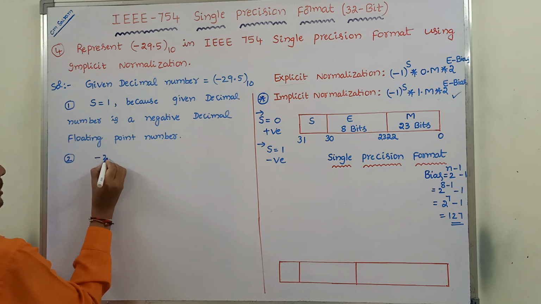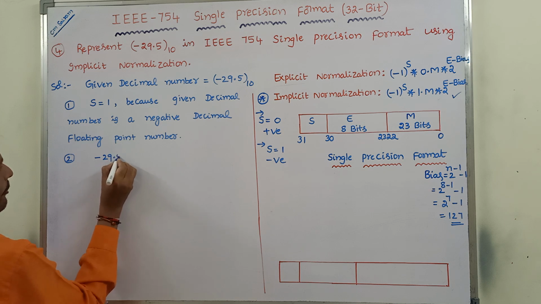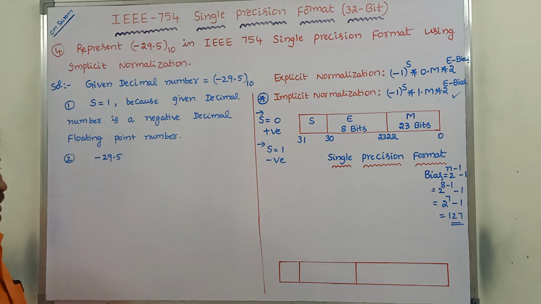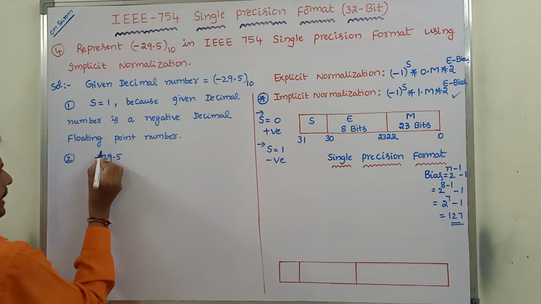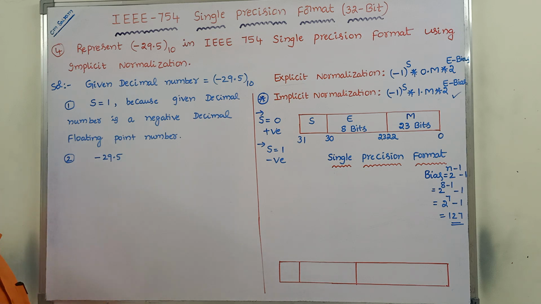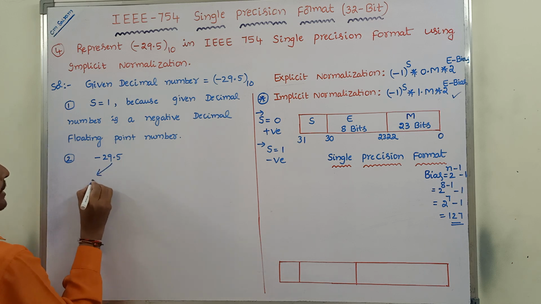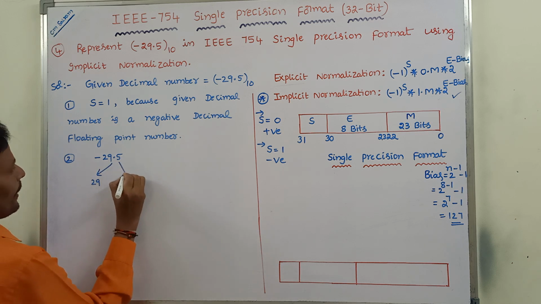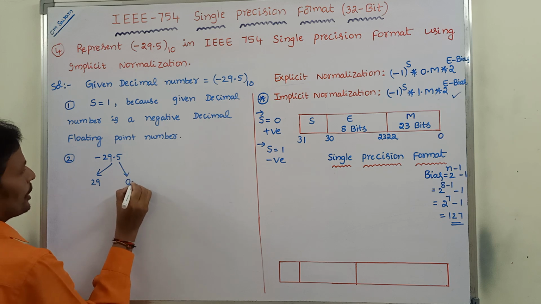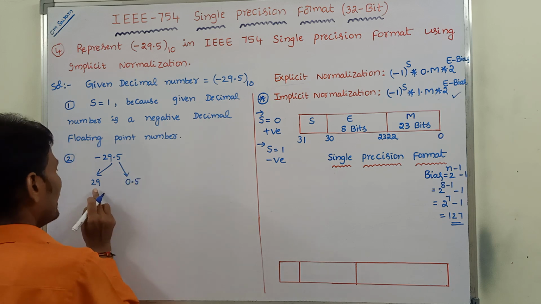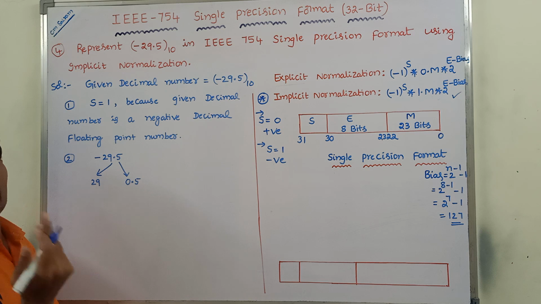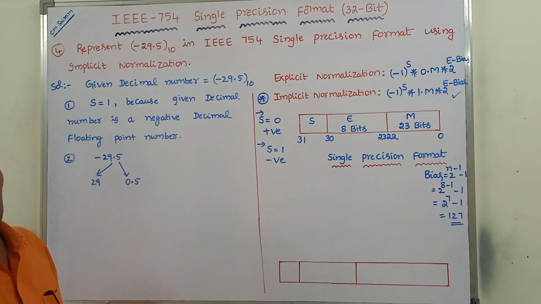So minus 29.5. Okay. Here it contains an integer part and a fractional part. The integer part is 29 and the fractional part is 0.5. Each one is separately converted into its equivalent binary number.